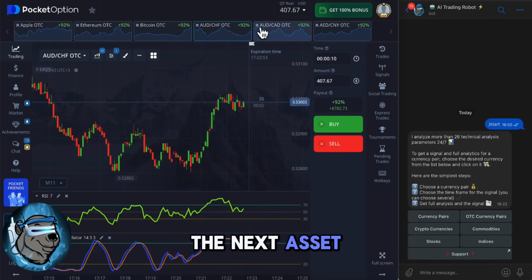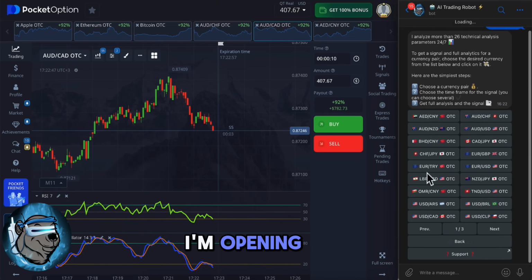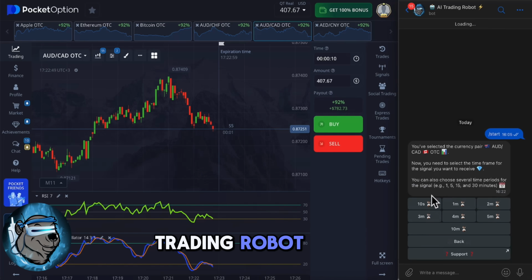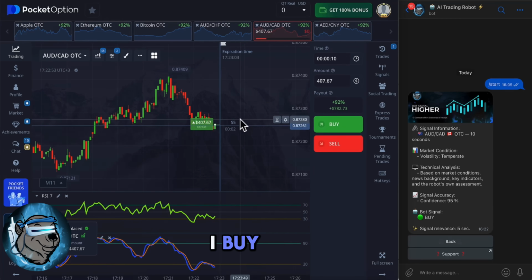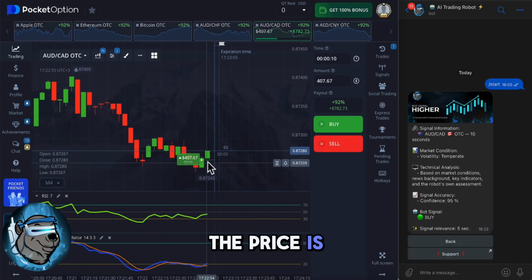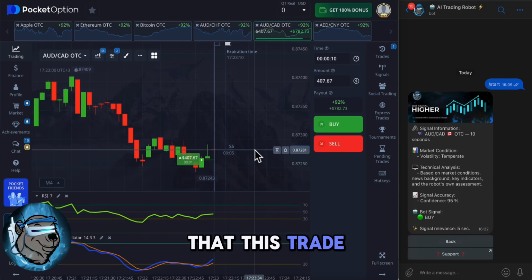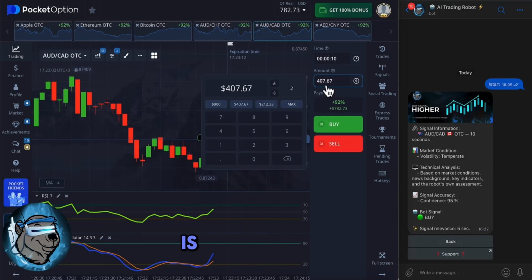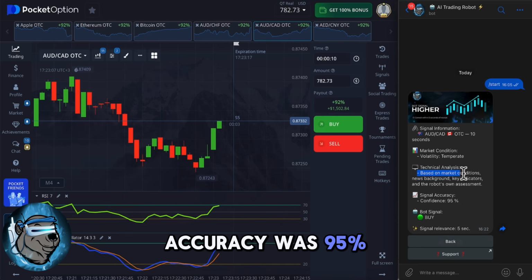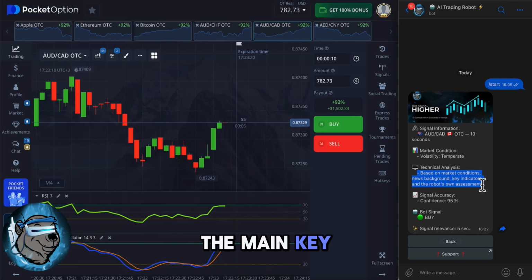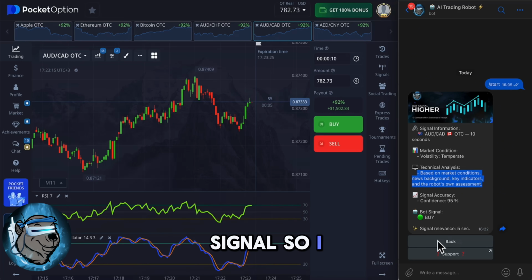Moving on to the next asset. Australian dollar and Canadian dollar. I'm opening this asset on the trading robot. Signal for 10 seconds. The trading robot says buy. I buy after the signal. So the price is already going up. I'm 99.9% sure that this trade will close in profit for me, which is exactly what happened. At the very least, the signal's accuracy was 95% based on all the main key parameters that the robot analyzed at the moment I requested this signal, so I can generally move on.